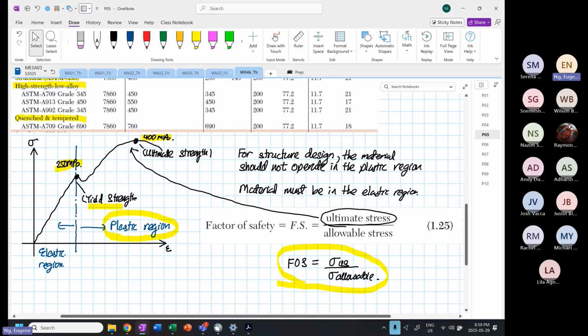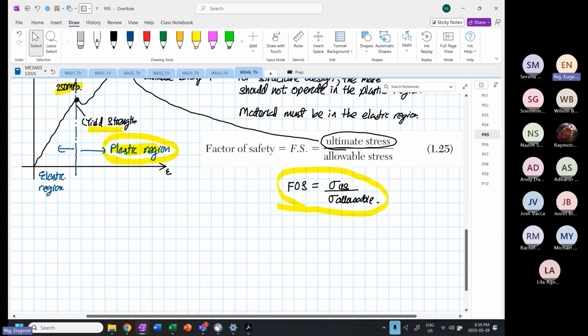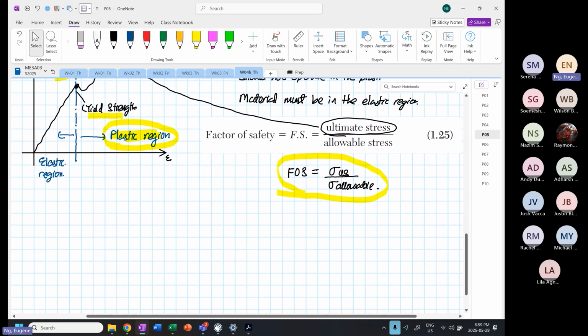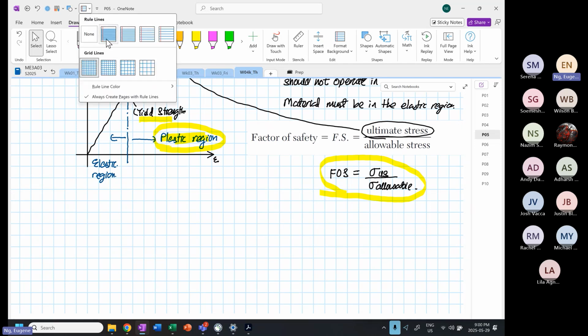it means the material is behaving in what region? Plastic region. So this formula is not wrong, but it has to be treated with caution. So what do I mean? Okay. So what do I mean by it has to be treated with caution?